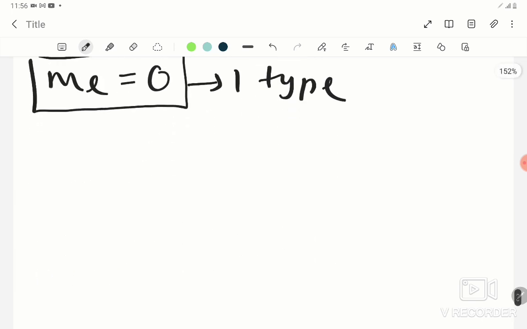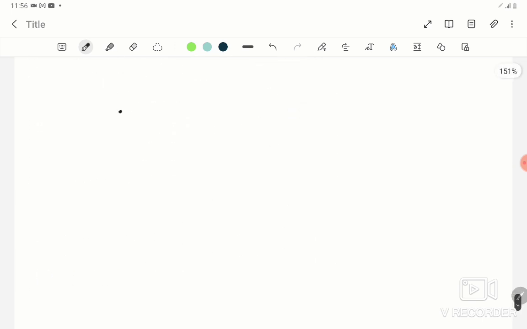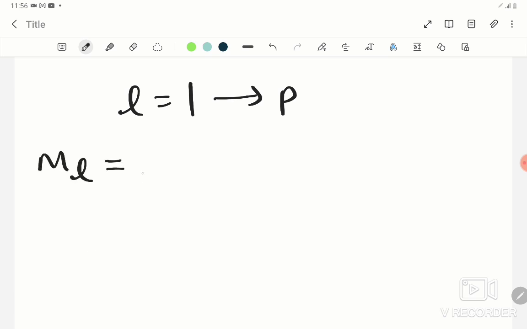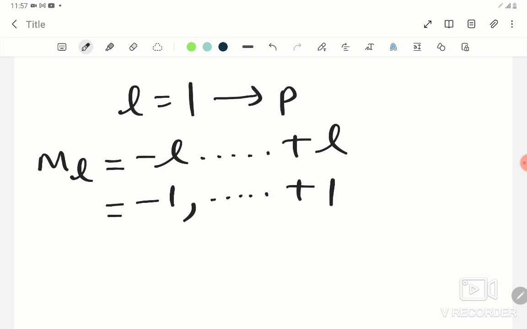Moving ahead to the next case, if the value of L is equal to 1, this signifies p orbital. For this case, the value of ml, which is the magnetic quantum number, will again start from -L and end at +L. Substituting L equal to 1, the values will start from -1 and end at +1. This means in this case the value of ml will be -1, 0 and +1.